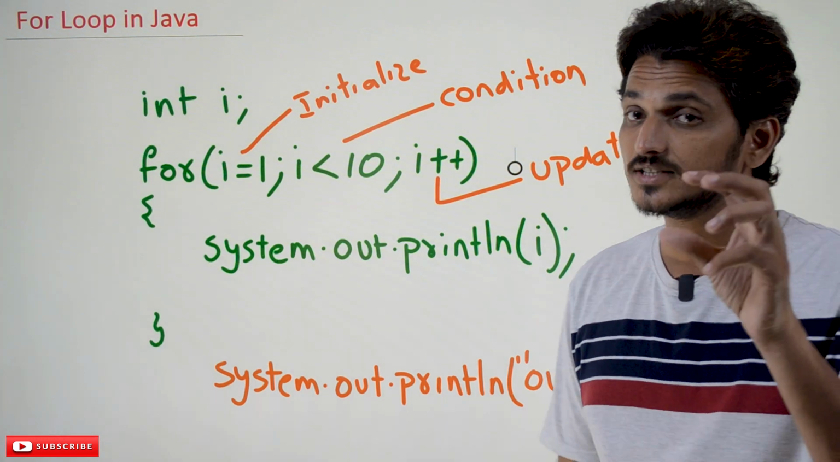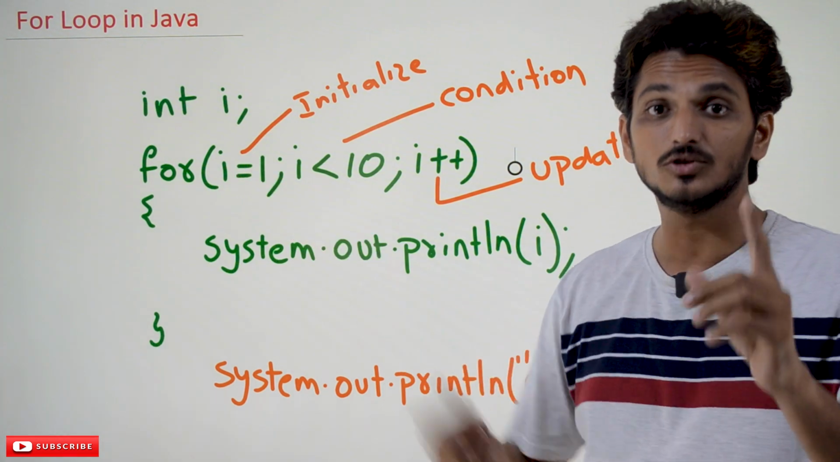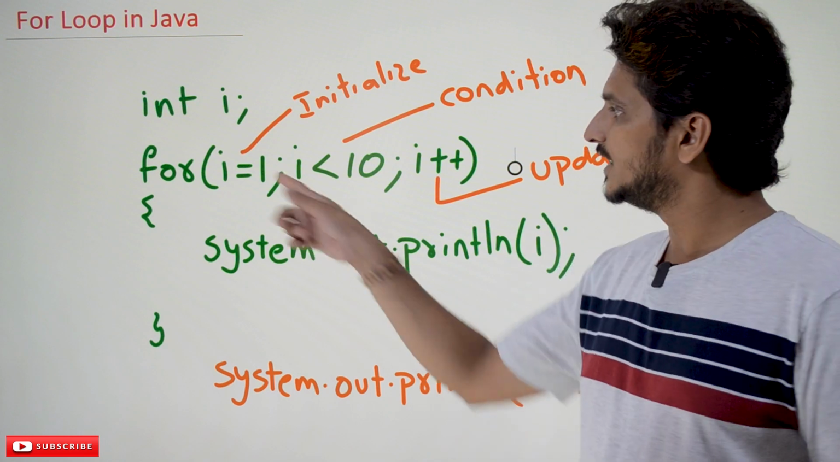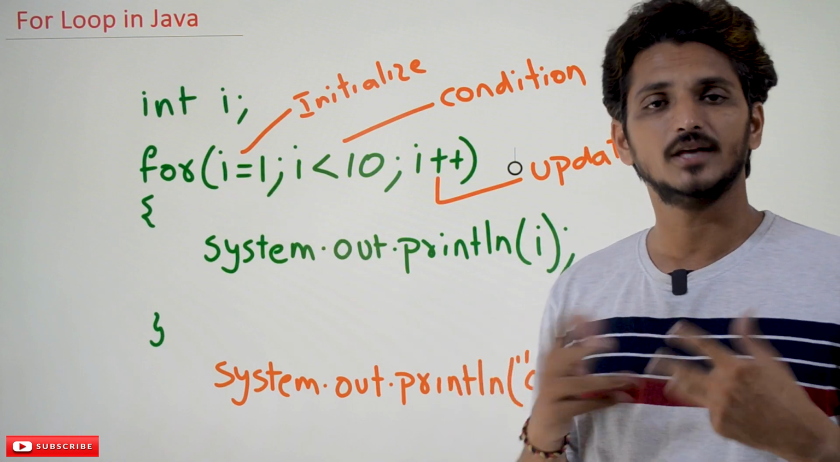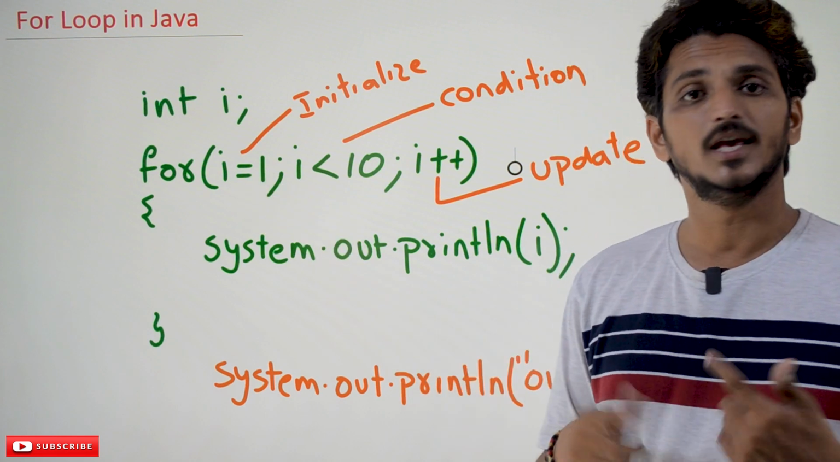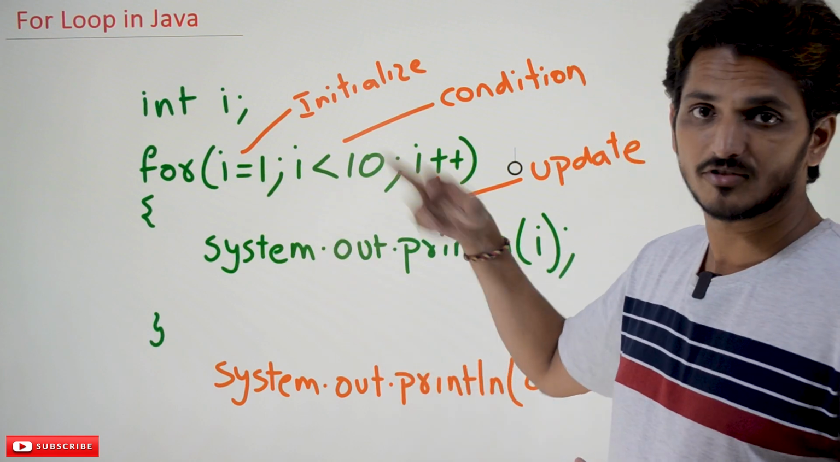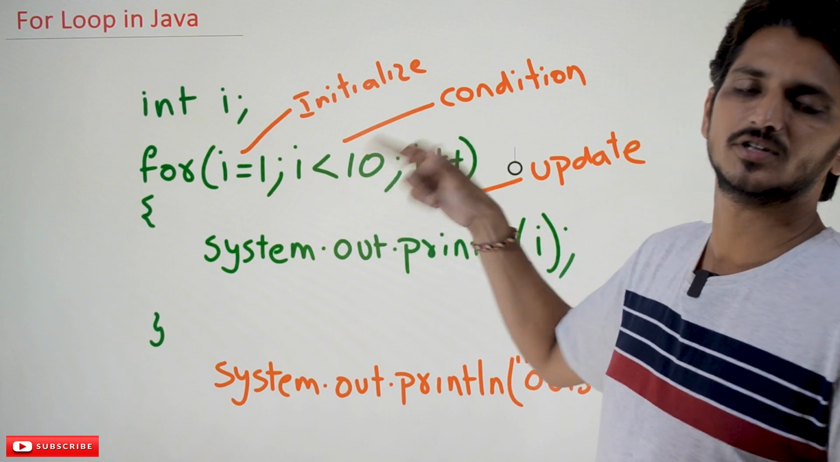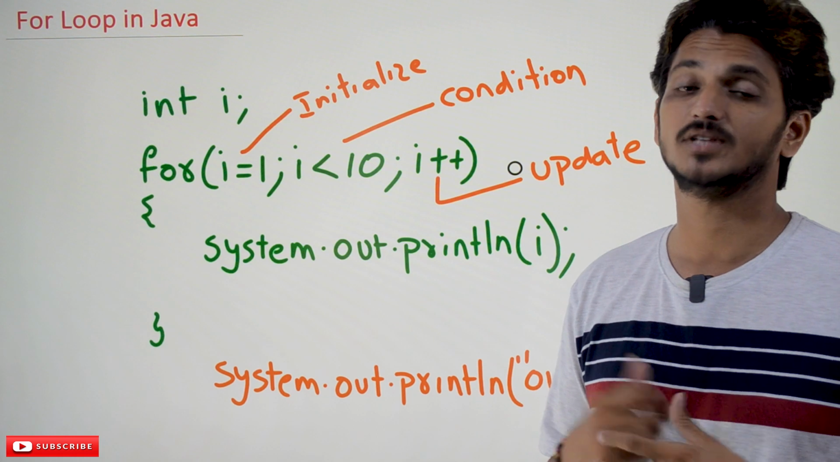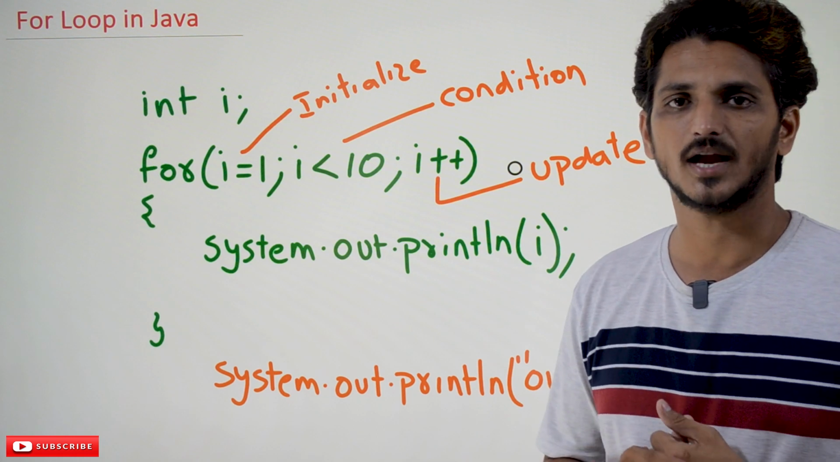See, the initialization statement is executed only one time, and that too the first time. After that, initialization is not going to be executed. This statement is not executed each time. The condition is checked every time, and updation is done every time, but initialization is done only the first time. That is the difference you have to understand.